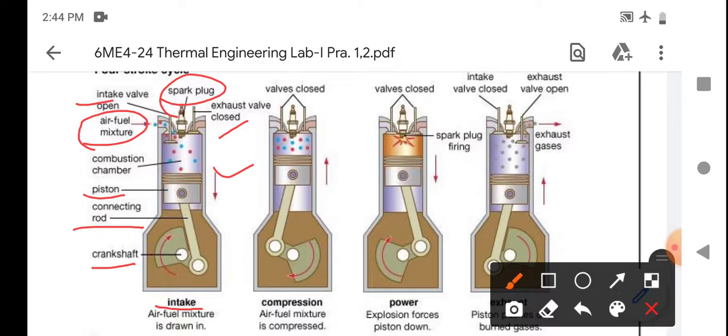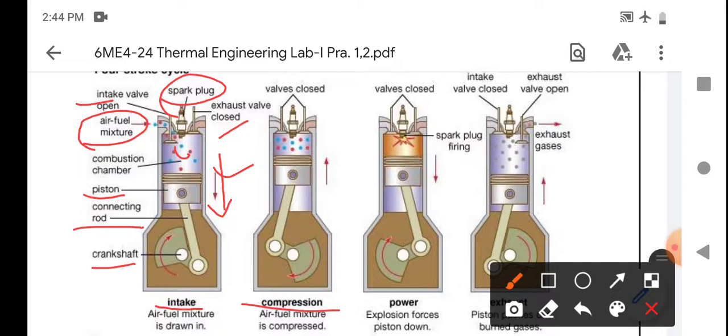In the suction stroke, as you see, the piston moves in the downward direction, and because the piston moves downward, there is the formation of vacuum. So the inlet valve is open and the air fuel mixture comes into this chamber. Now when the half circle of the crankshaft is complete, the next stroke starts, that is called the compression stroke.